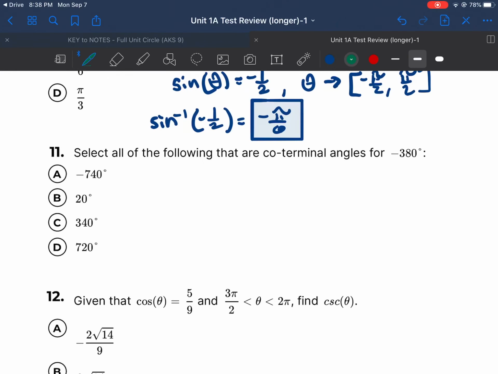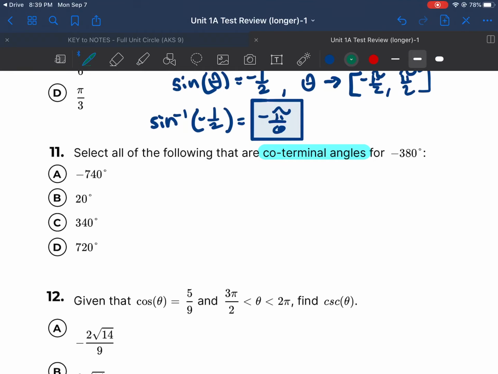All right, number 11. Select all the following that are coterminal angles for negative 380 degrees. Well, recall what a coterminal angle is. Coterminal angles are two or more angles that share the same terminal side and the same initial side. So essentially, to find coterminal angles, all we have to do is add and subtract 360 degrees, or a multiple of 360 degrees. So let's go ahead and give that a try.